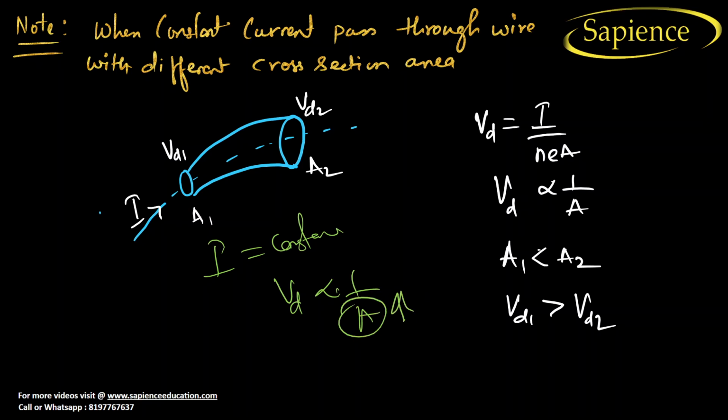If the area increases, the drift velocity will decrease. So here, the area is more, so drift velocity Vd2 will be less as compared to the drift velocity at 1, right? So I hope you have understood now.